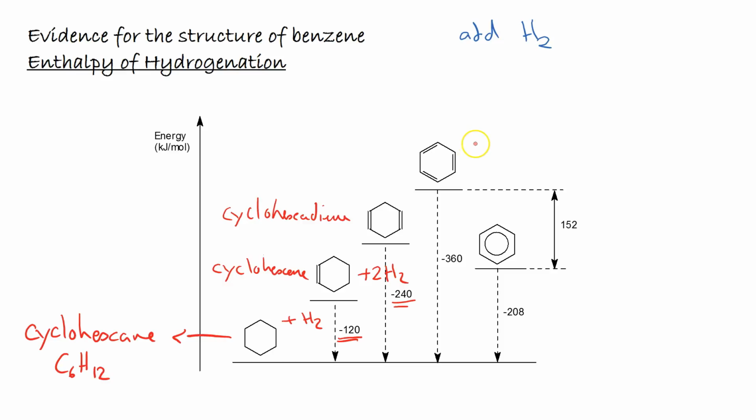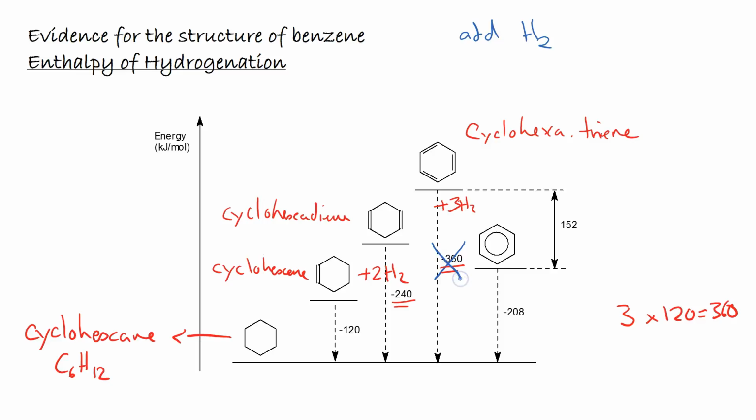Now, if cyclohexatriene really was the structure of benzene, we'd be adding three hydrogen molecules, and we would expect the value to add three hydrogens to be 3 × 120, equal to 360 kilojoules per mole for the hydrogenation to get down to cyclohexane. What is actually found is that the energy to add three hydrogens to benzene is not actually 360 kilojoules, but is actually 208 kilojoules per mole is the energy we get out.